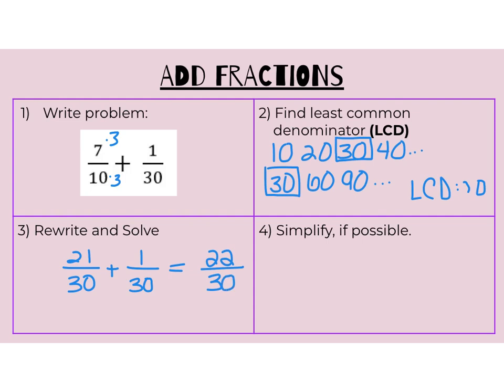Step 4 is to simplify if possible. So since 22 over 30 is even, I know that I can reduce it. What number can I divide 22/30 by? If you said 2, you are correct. So 22 divided by 2 is 11, and 30 divided by 2 is 15. Therefore, we have simplified our first fraction to 11/15.